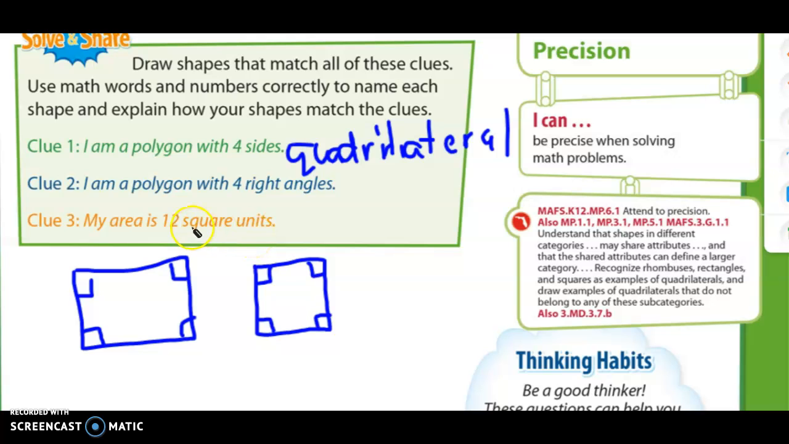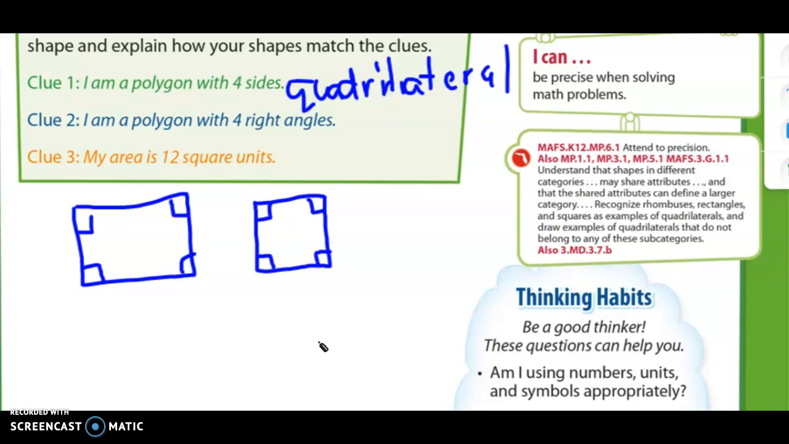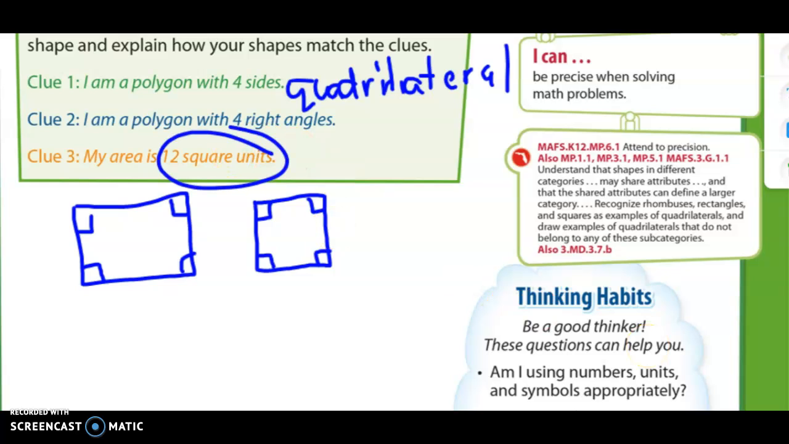My area is 12 square units. Now this is tricky. In order to know if this is a rectangle or a square, we have to think what we know about that number 12 being an area. We know we get area by multiplying two numbers together.